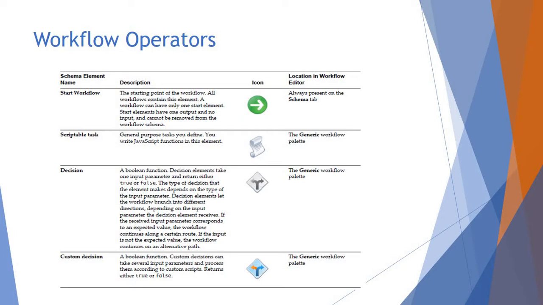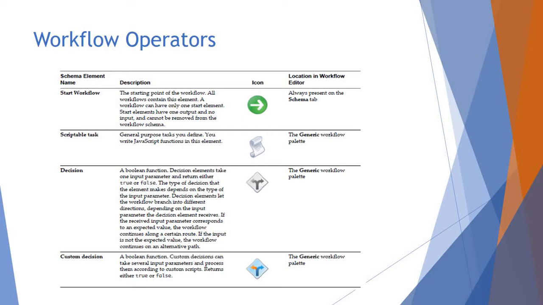Second element, scriptable task. General purpose task you define. You write JavaScript function in this element. Third, decision element. A Boolean function. Decision element takes one input parameter and returns either true or false. The type of decision that the element makes depends on the type of input parameter.